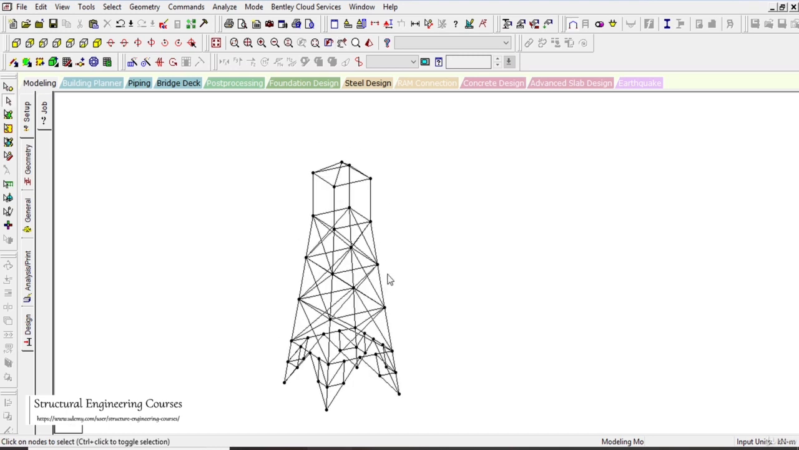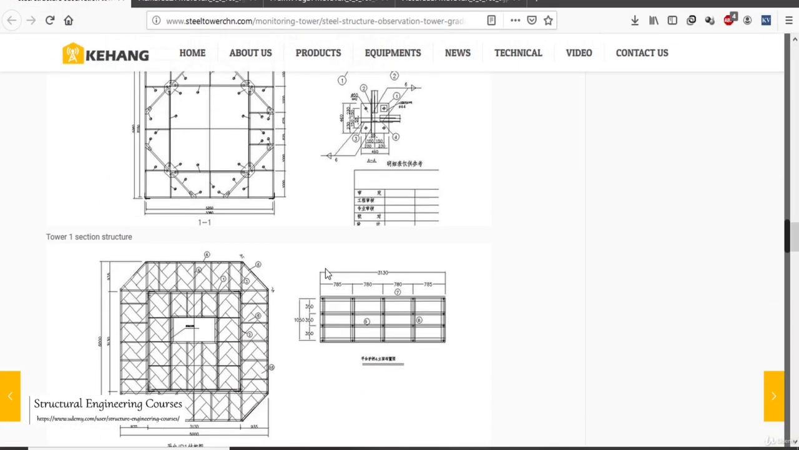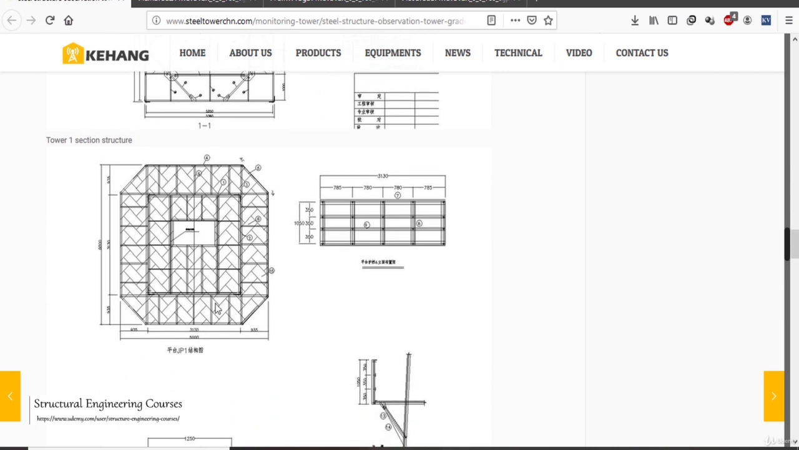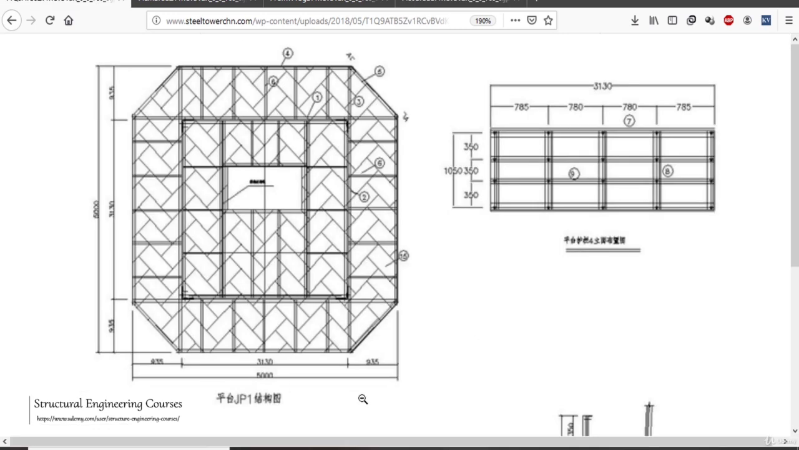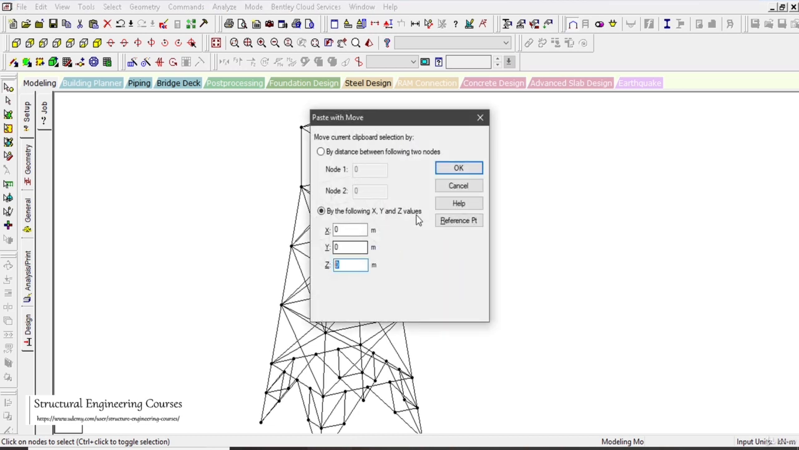Coming back to our model here, now we have just copied whatever has been drawn here, except for this platform area. The width of this platform area is approximately 5 meters minus 3 meters, approximately 2 meters, so we are left with approximately 900 mm to 1 meter here. It was 1000 mm here. So what we can do is that we can just draw this platform here. So platform shall be at this particular level. So we can select Z as 1 meter here.